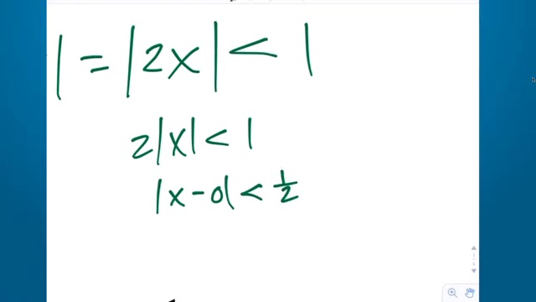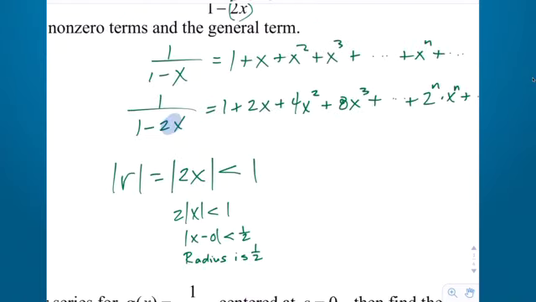So I know that my radius of convergence is what? They might ask you that. It's 1/2 instead of 1. And let's say that you weren't sure if the endpoints worked. How did we test endpoints last week? You can test them the same way.